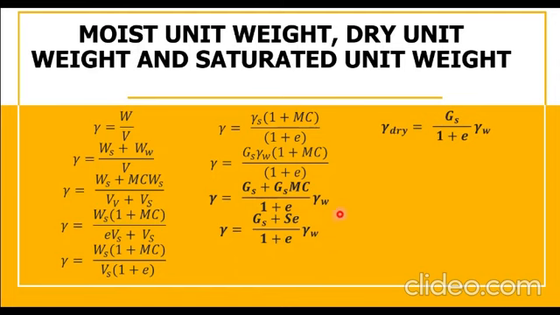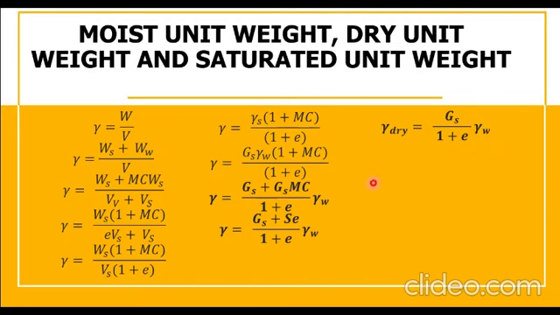So, if it's completely dry, there is no moisture content. This will be zero. That's why we cancel this. This will be zero. That's why the unit weight of soil in dry condition, or the dry unit weight, is just equal to GS over 1 plus E times unit weight of water.